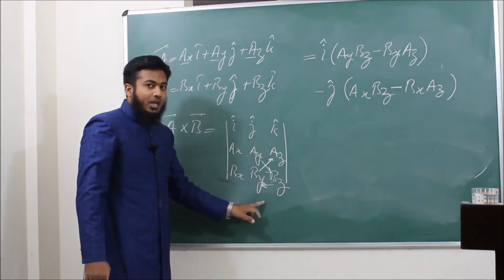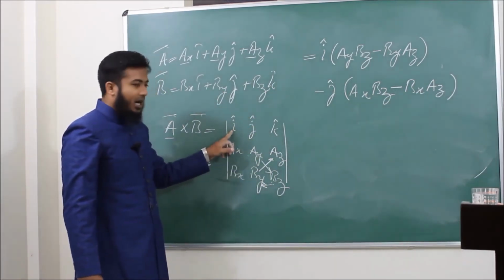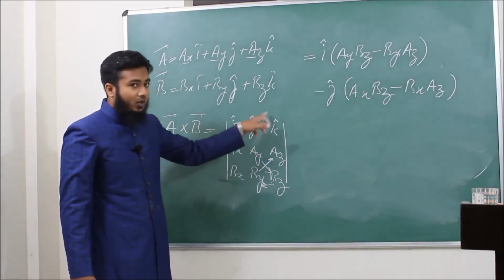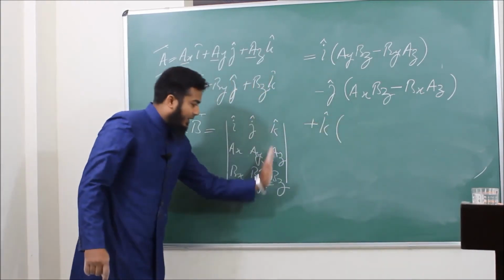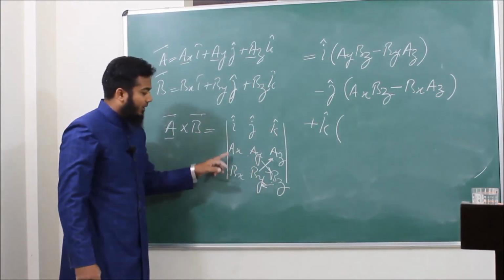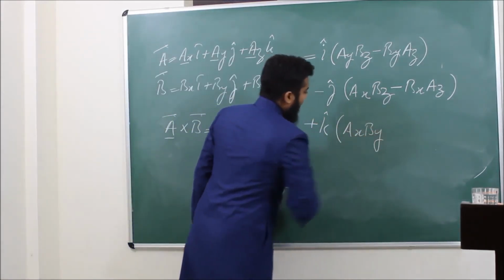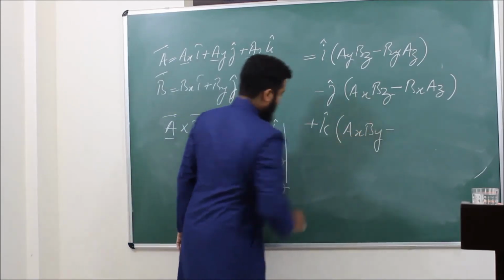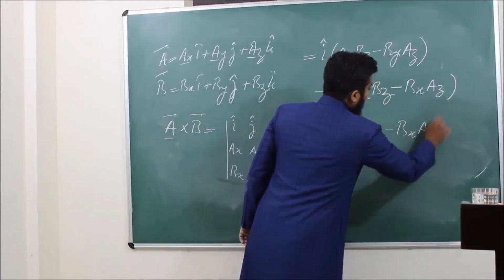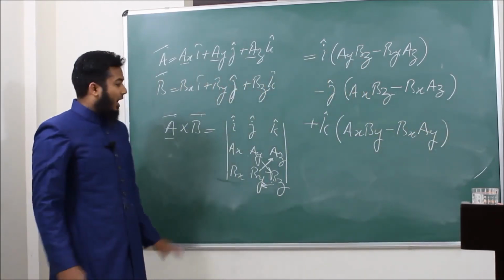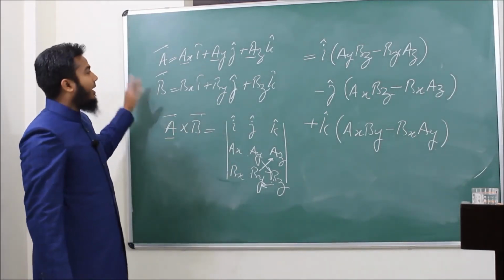Now along k, and remember, plus, minus, plus. Expansion along i is positive, and along j negative, and again along k it is positive. So plus k cap. And leave this k column and k row, these four elements. So multiply AX with BY, come back, put a minus sign, and BX, AY. So this is how this matrix will be solved, or how these two vectors are multiplied through cross product.